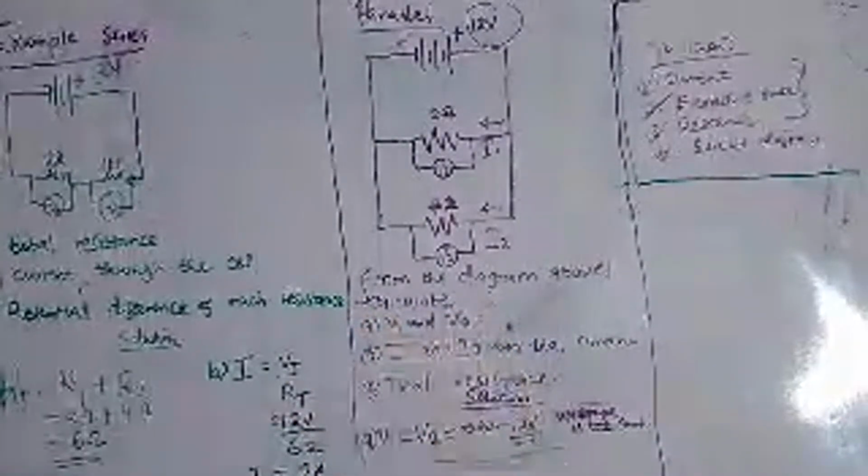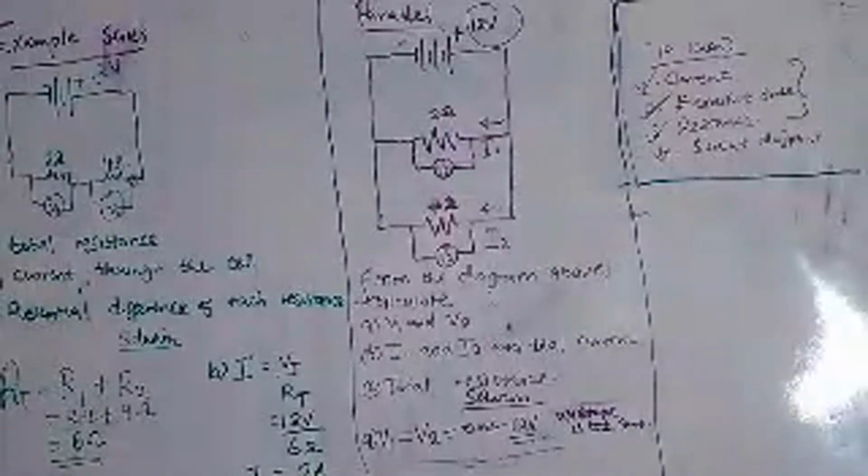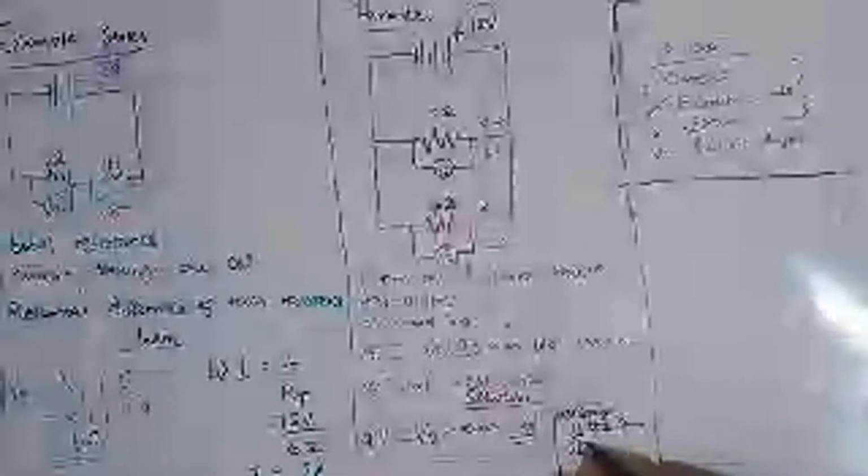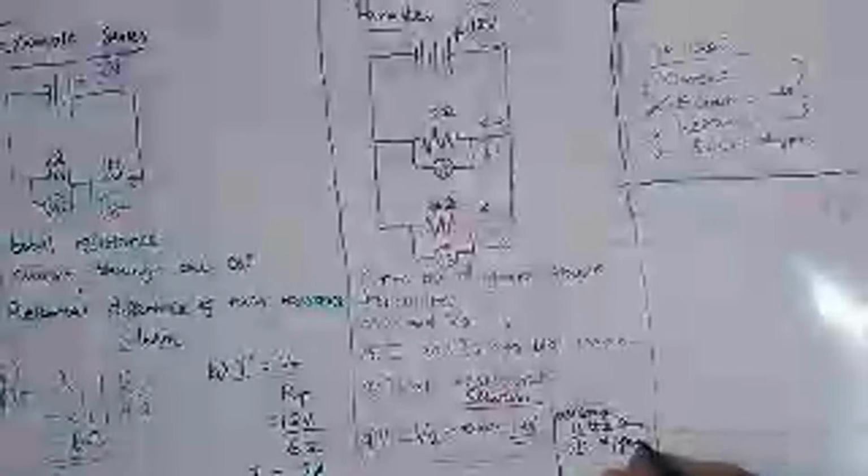Now, moving on to our second question: calculate the current 1, the current 2 and the total current. We say that in parallel the voltage is the same, but the current is different. So we have to calculate each current the way we calculated the voltage in the first question. You start with the 2 ohm resistor.